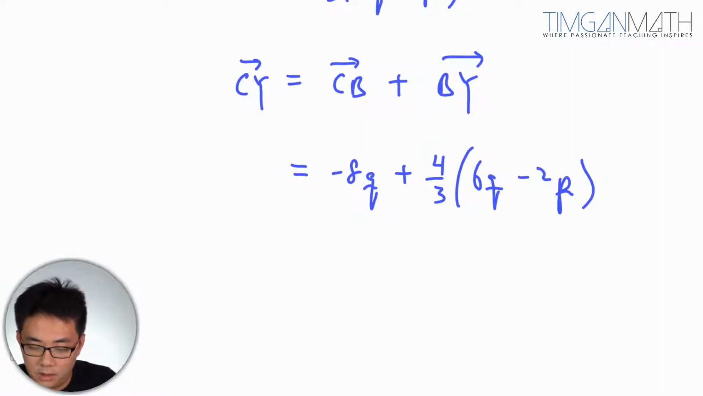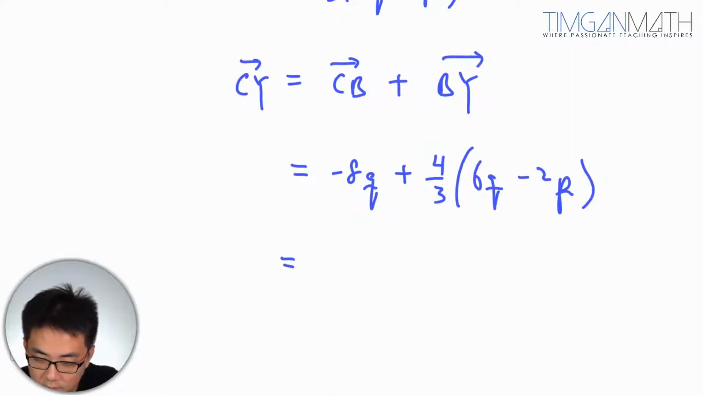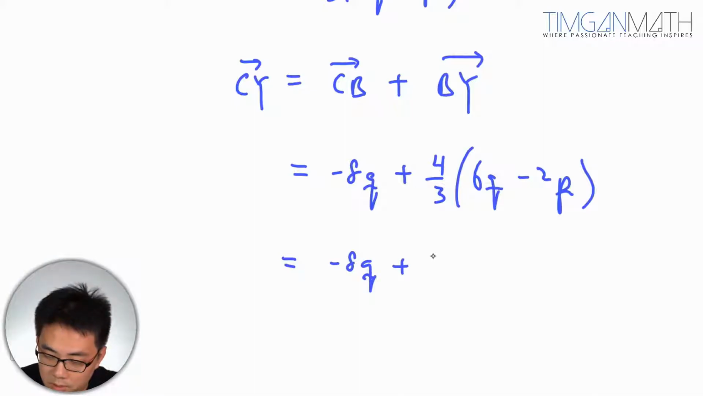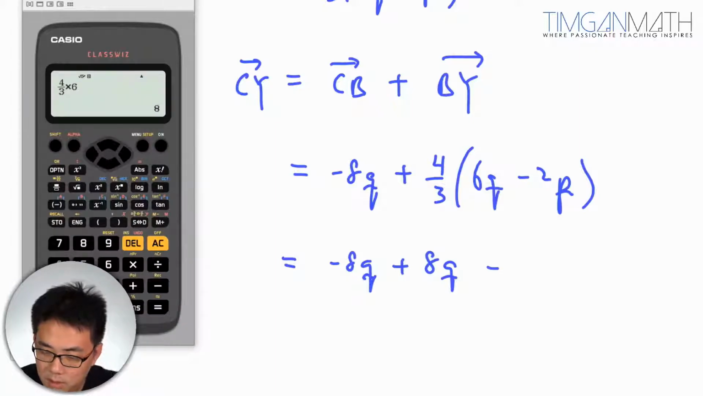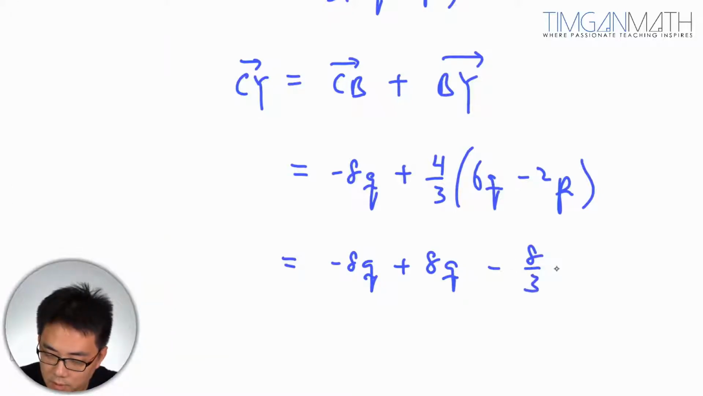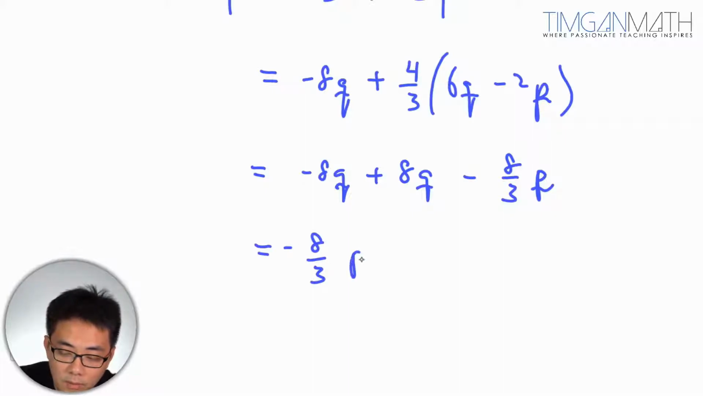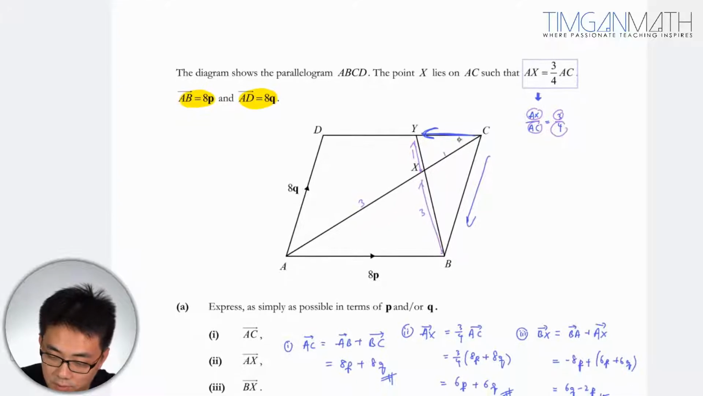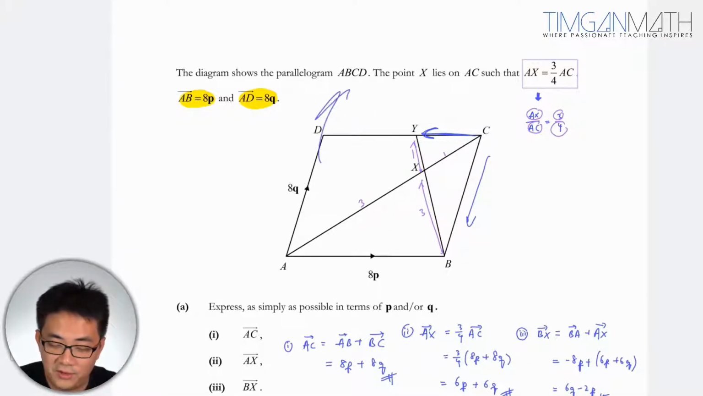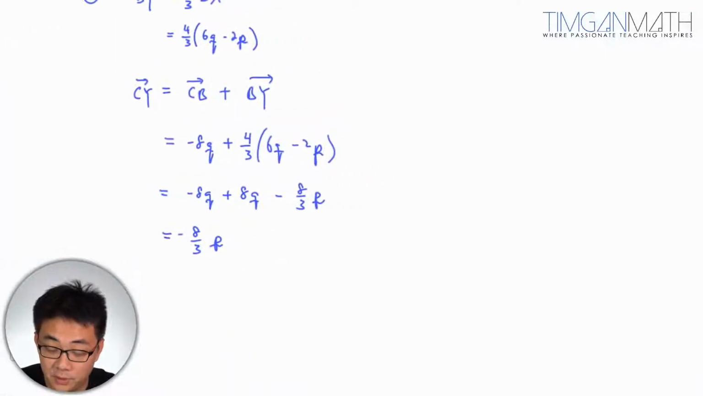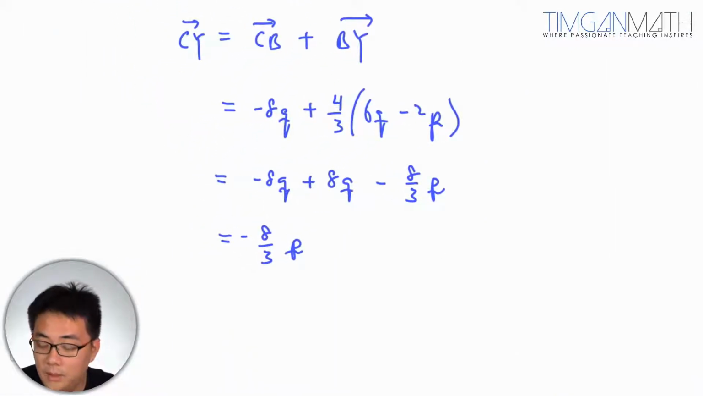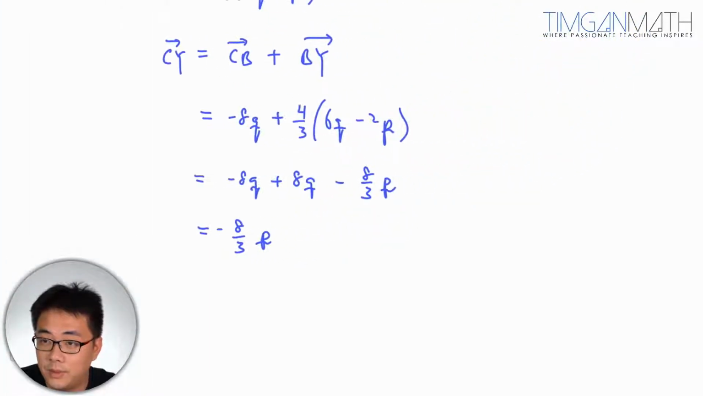Key it in the calculator, hopefully you get the answer here. Minus 8q plus 4 divided by 3 times 6q minus 2p gives minus 8 over 3 p. It's a good sign because I got it in terms of p only, which means it's horizontal. There's no elevation for q, that's why there's no q. So CY is minus 8 over 3 p. Great.